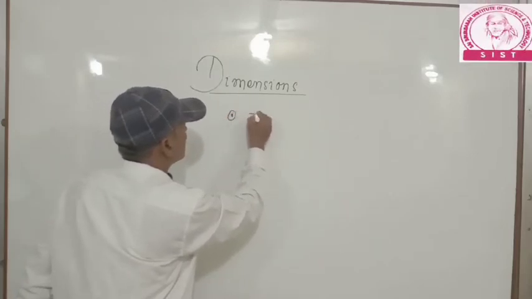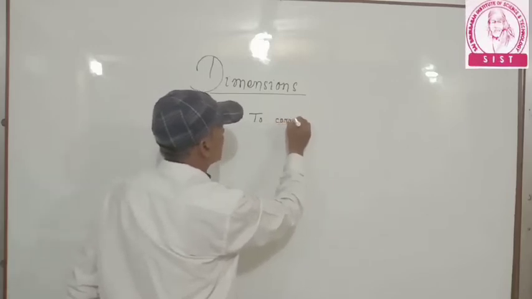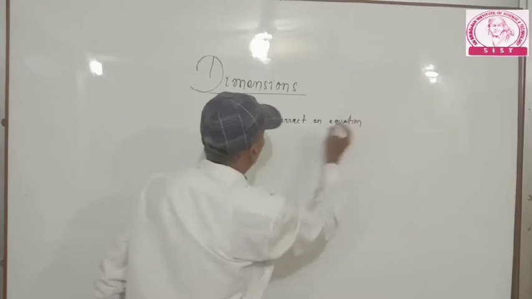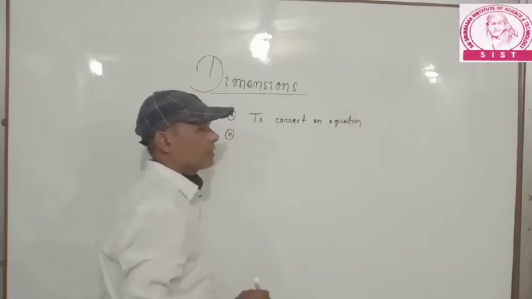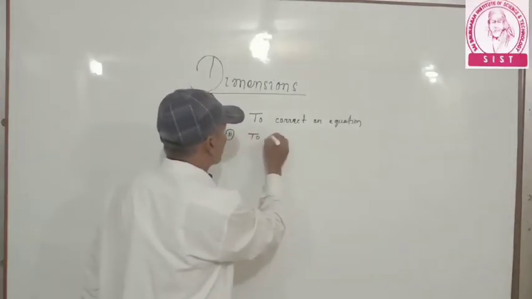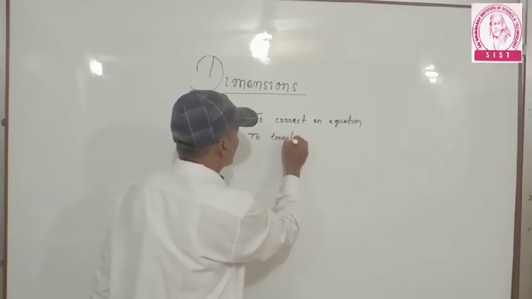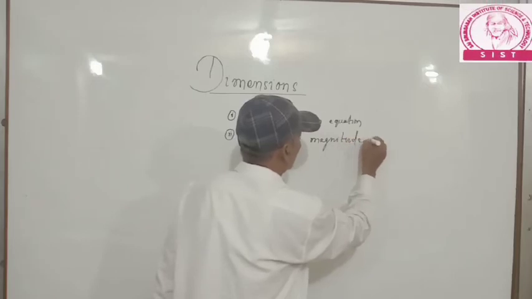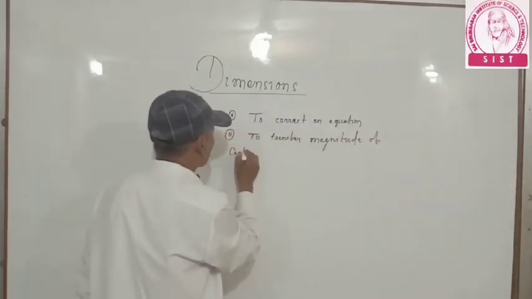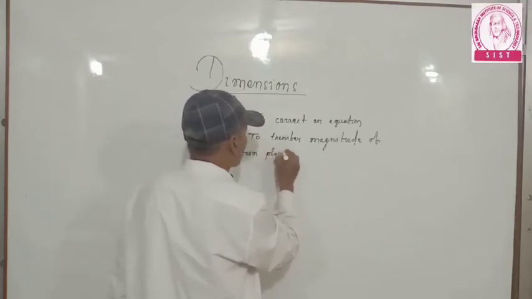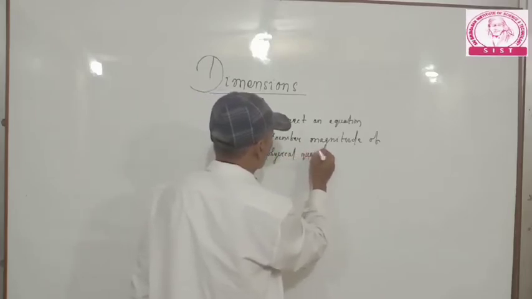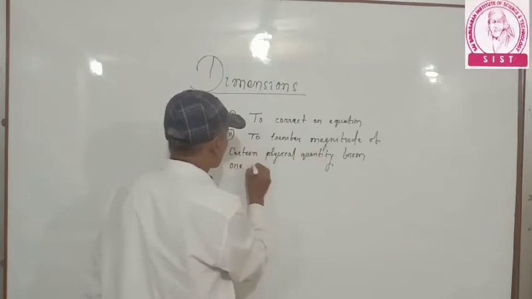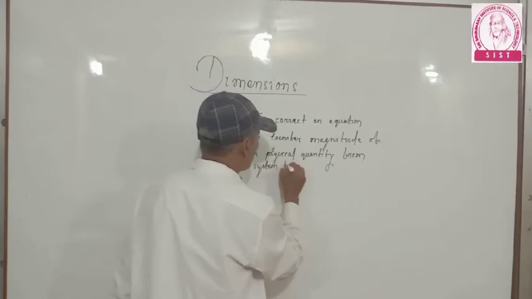To correct an equation. Number 2: to transfer the magnitude of a certain physical quantity from one system to another system.